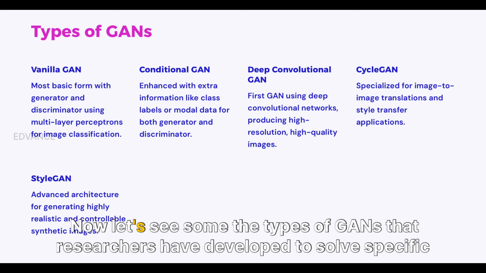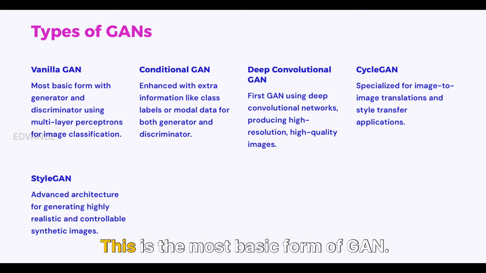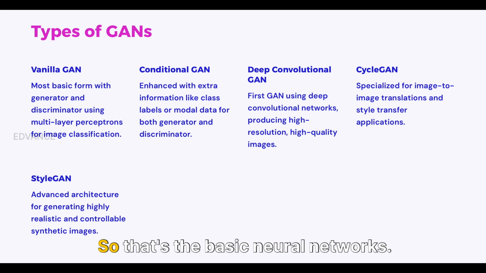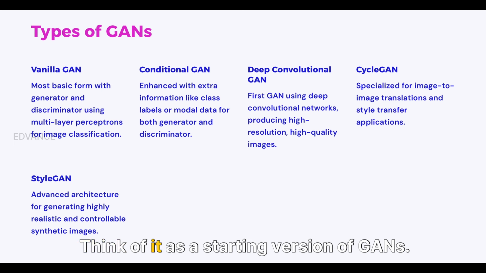Now let's see some of the types of GANs that researchers have developed to solve specific problems. First one is vanilla GAN. This is the most basic form of GAN. Both the generator and discriminator are built with simple multilayer perceptrons. So that's the basic neural networks. It works well for simple image classification but struggles with complex and high quality images. Think of it as a starting version of GANs.